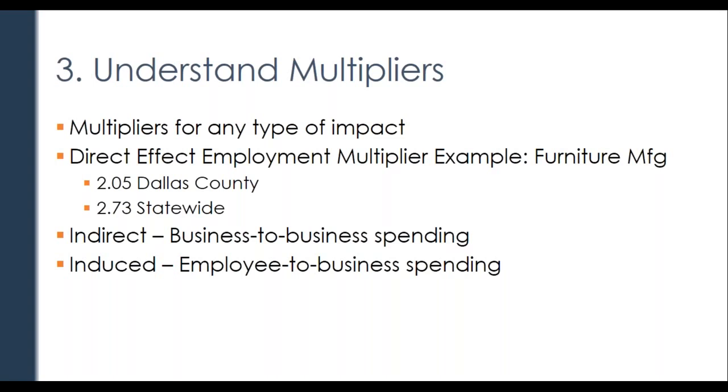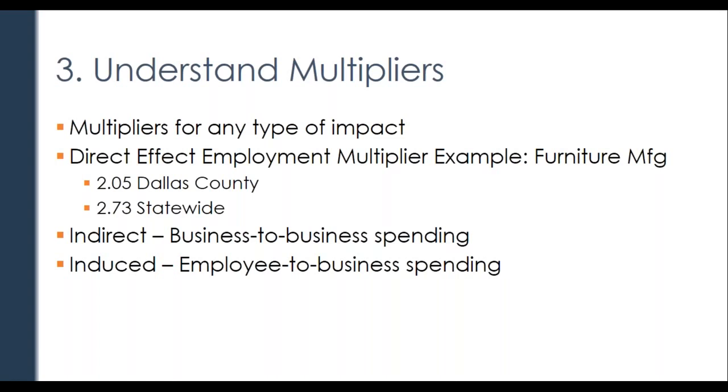Now, when we say that what we're talking about is a direct effect employment multiplier for Dallas County, this happens to be telling us that for every one direct job created by this furniture manufacturer, there will be 2.05 total jobs created in Dallas County. So that will mean that there's the one direct job as well as 1.05 spin-off jobs for a total of 2.05 in Dallas County. Now, if we look at the statewide multiplier, that's about 0.7 or so larger than the Dallas County multiplier. So what that's telling us is that for every one direct job created in the state by this furniture manufacturer, there'd be 2.7 jobs created statewide.